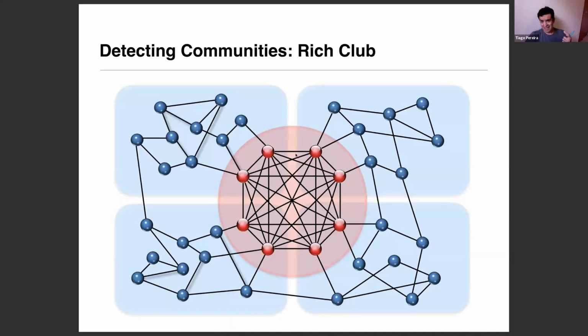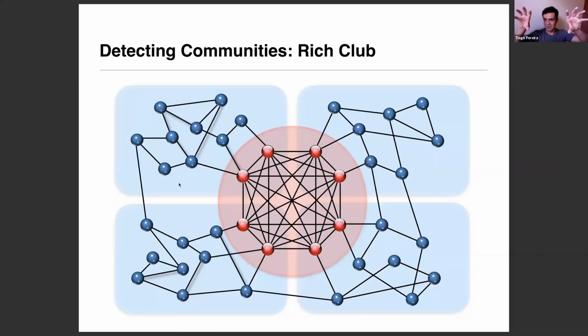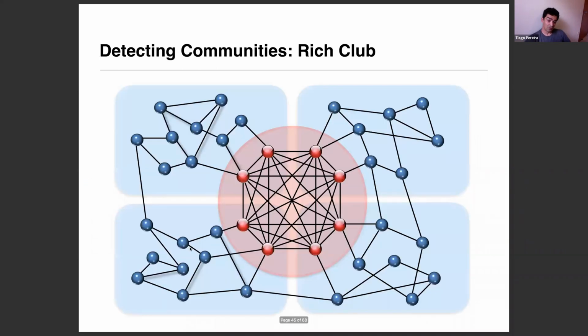But what's important is that this cat network has this structure that people call rich clubs. You have these areas, which in cats actually have some meaning, for example the visual cortex, the auditory cortex, right? So you have these blue blobs, and then you have this red blob in the center. This red blob actually forms what people call a rich club. They form hubs. They are super well connected, and they form a club of rich people. That's the idea of a club of highly connected nodes.